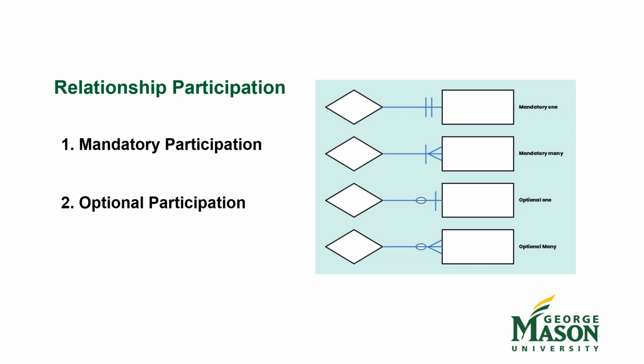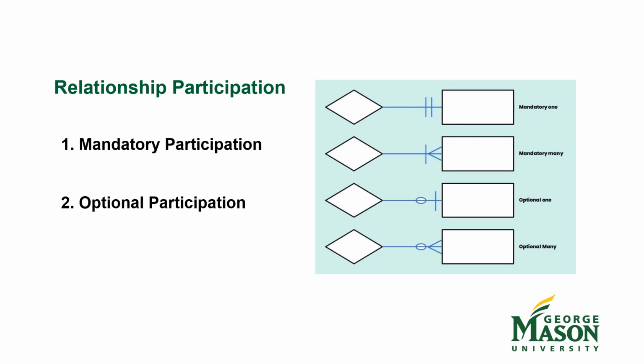Relationship participation: mandatory participation and optional participation. Also known as total participation, mandatory participation means that every entity in one entity set must participate in a relationship with an entity in another entity set. For example, in a database for a university, every student must be enrolled in at least one course and every course must have at least one student enrolled.